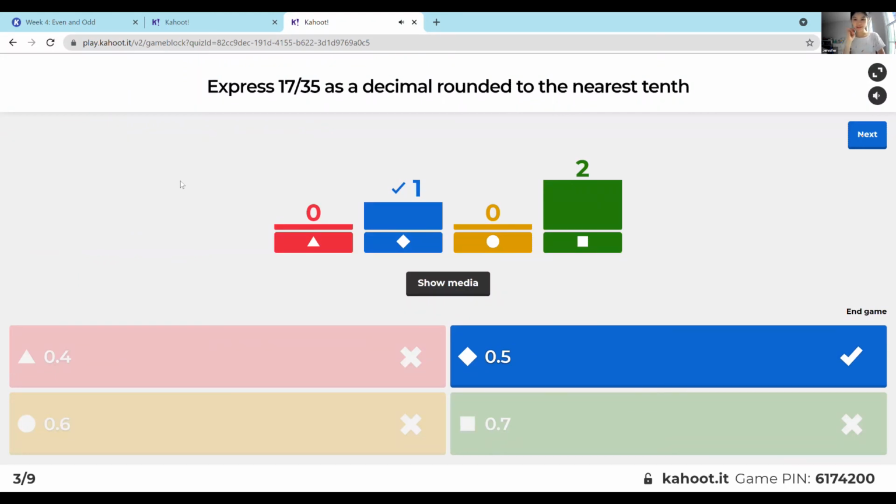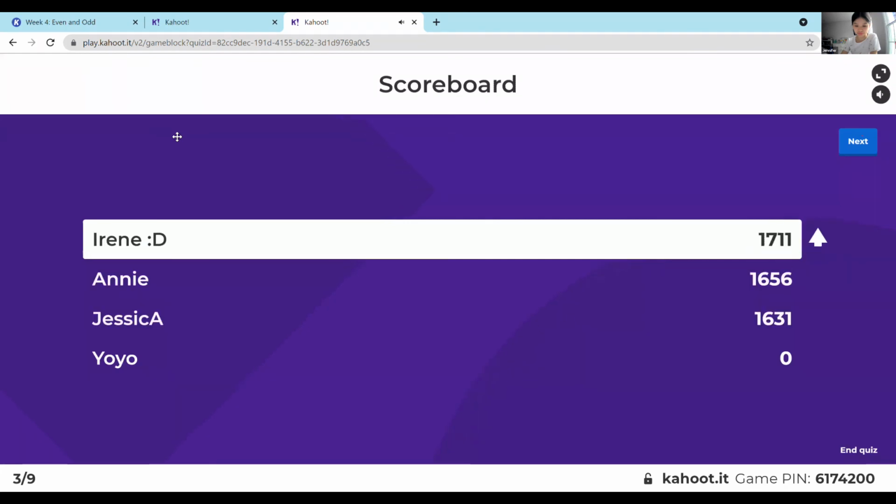Okay, so for this problem, you just try doing long division, then rounding it, and you would get 0.5. Good job.